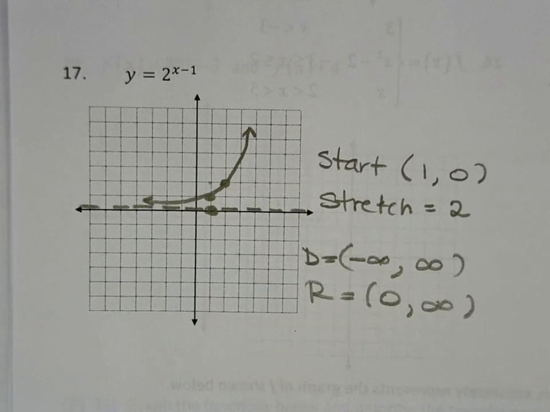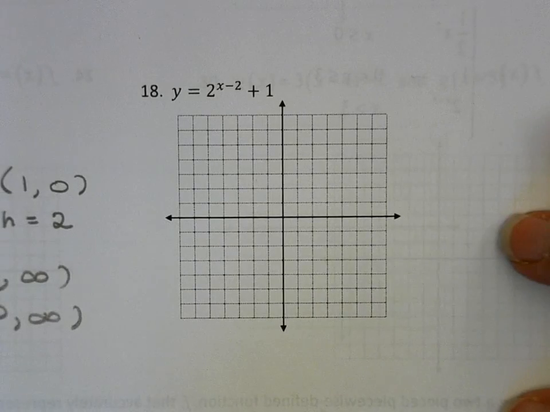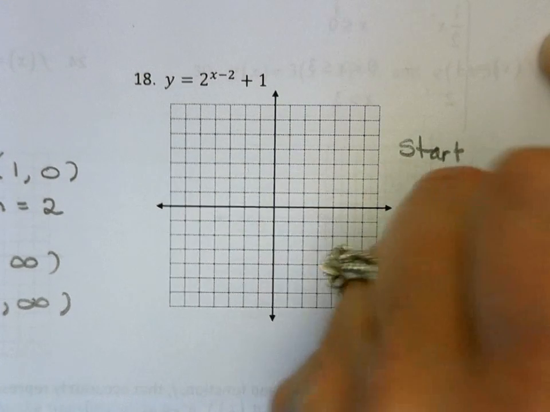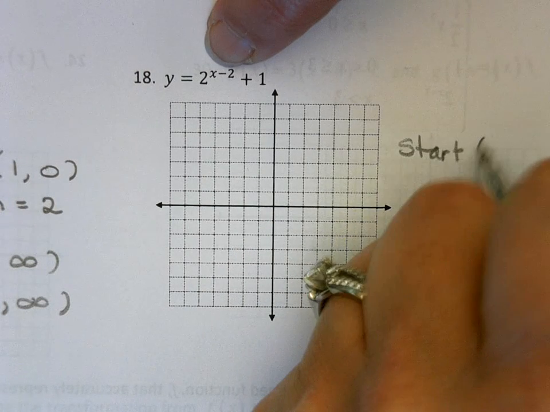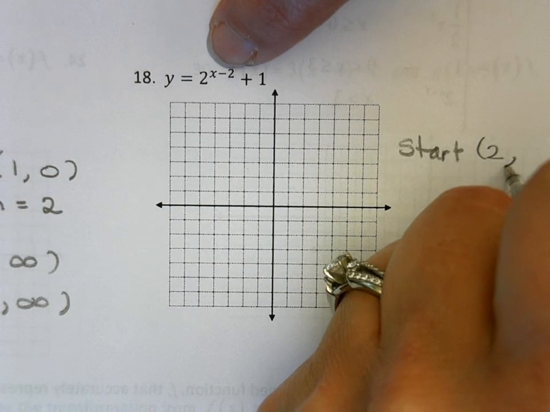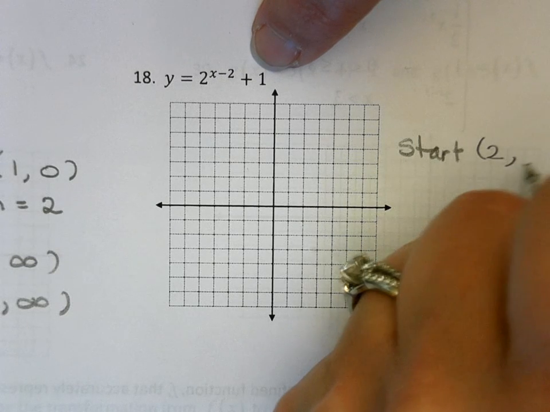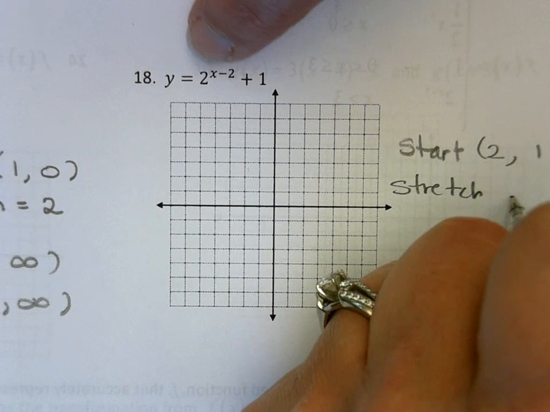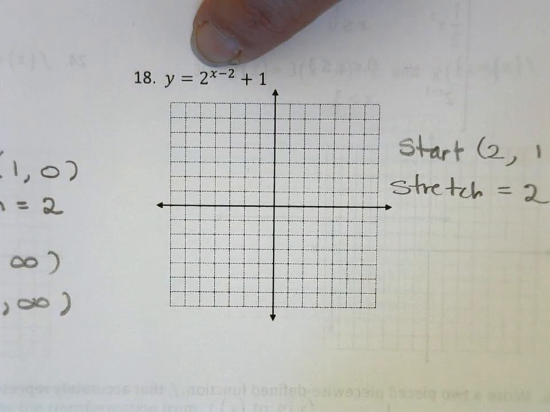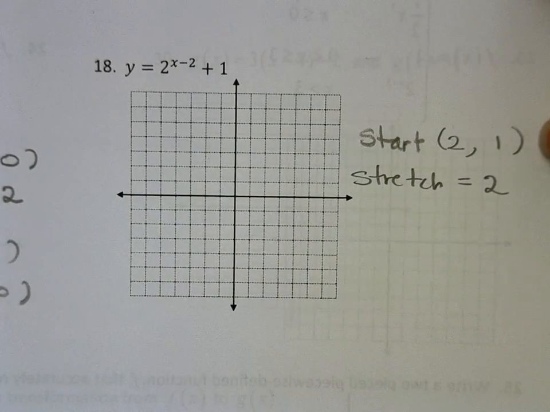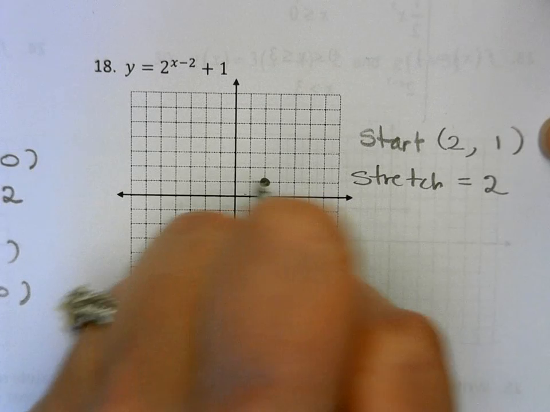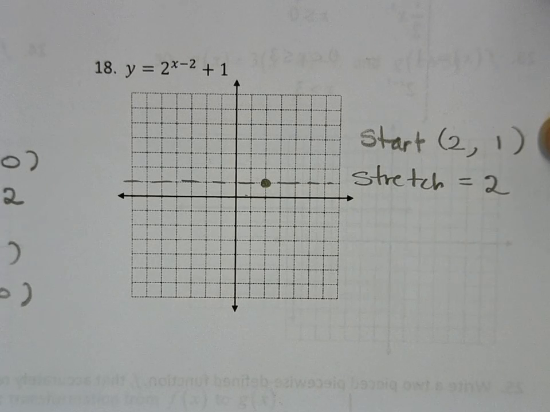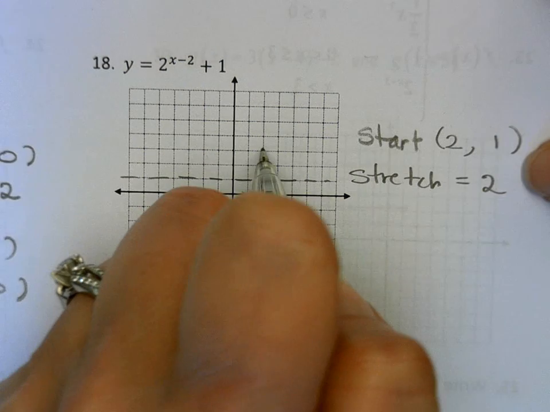Okay, last one for this video, number 18. So my start, so I look up here, is at positive 2 from the x minus 2. And then my adjustment on my y value is 1. My stretch is 2, looking at my base. So I'm going to graph my start first. I'm going to go over 2, up 1, and that gives me my lower bound or asymptote. And then my stretch is 2, so from my start, up 2 over 1.